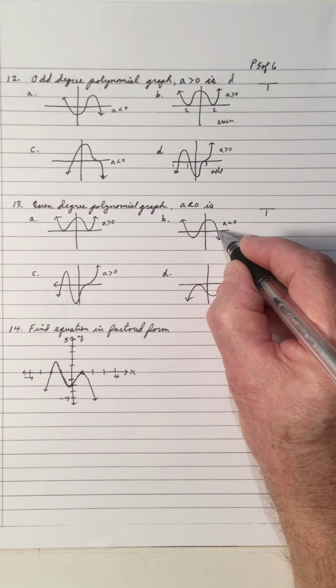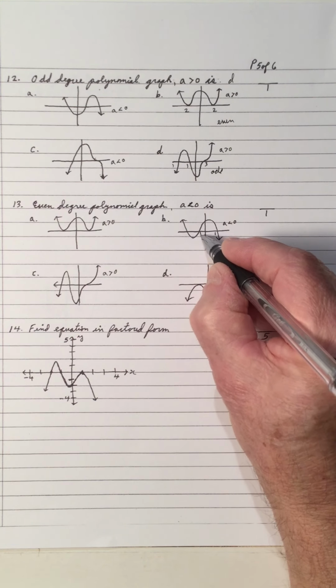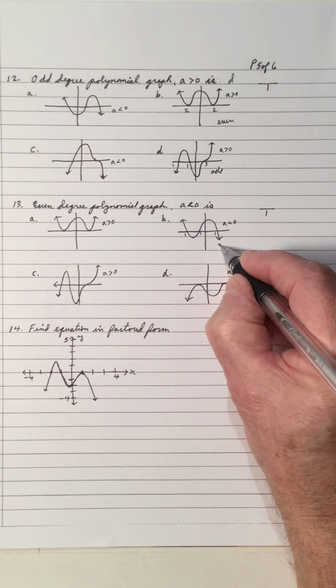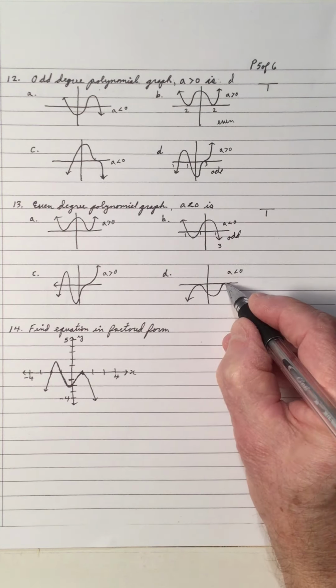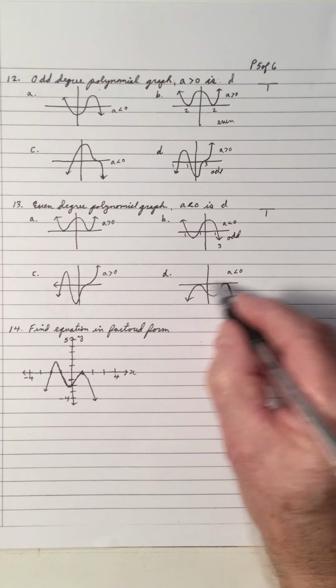So that's a linear 1. That's a linear 1. That's a linear 1. That's degree 3, so that's odd. So the even must be right here. So again, D is the answer to this question.